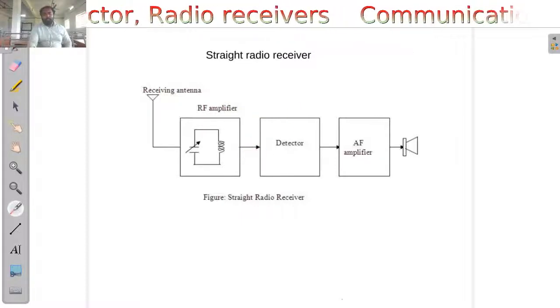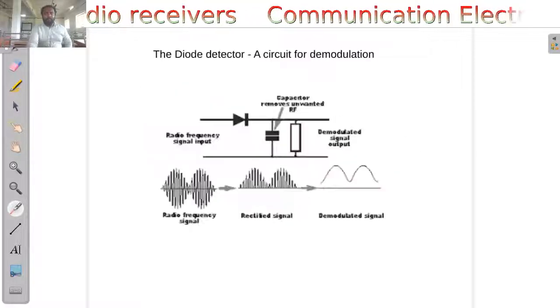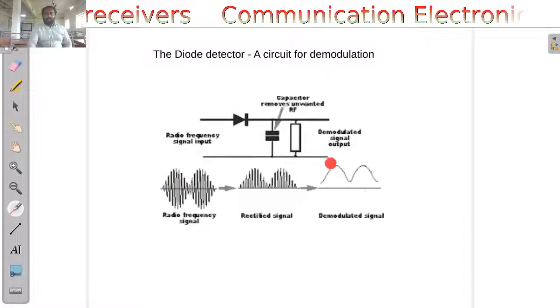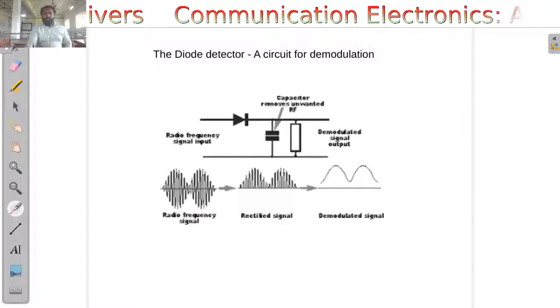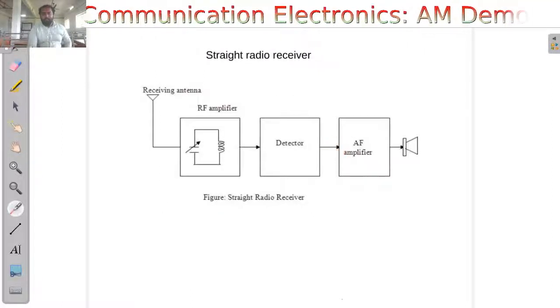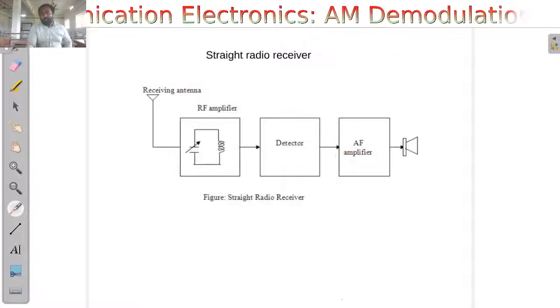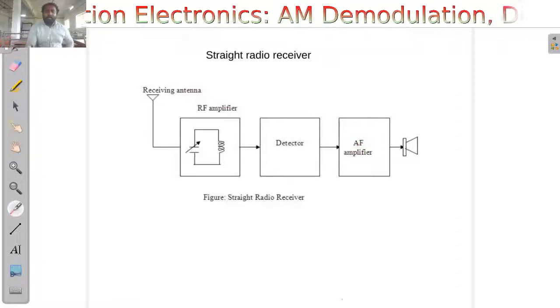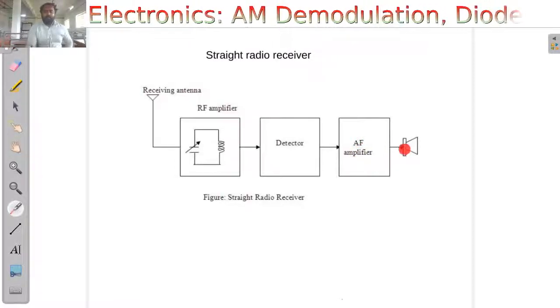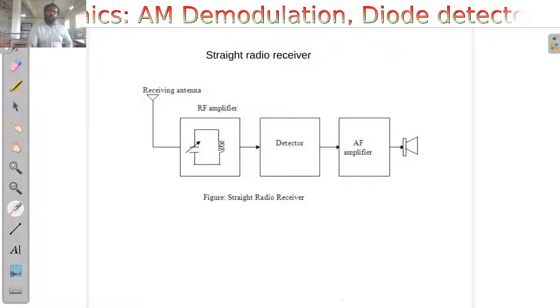So this is the diode detector's input, and this detector will be performing the same action as in this case. So you get a demodulated signal out of the detector. Then that signal is amplified. Suppose it is an audio signal, then it should be amplified using an audio frequency amplifier, and that is given to the loudspeaker. So you get the message signal out of it.